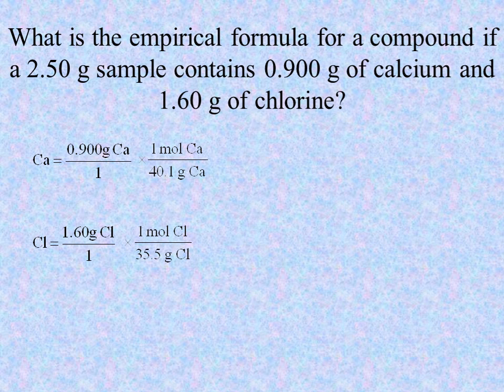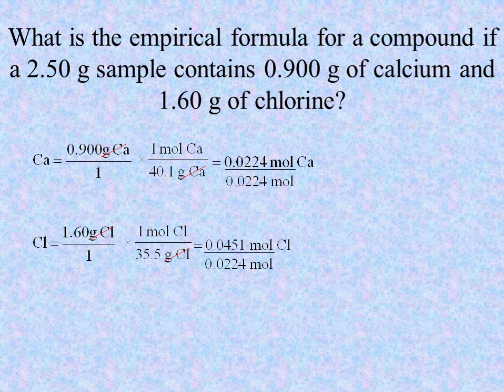Using the molar mass for each of these elements, to 3 sig figs taken from the periodic table, we see that the grams of each element will cancel out, leaving us with moles of each respective element. And solving for the moles, we see that we get 0.0224 moles of calcium and 0.0451 moles of chlorine. The next step is to compare the mole numbers and choose the smaller one. In this case, that would be the 0.0224. So we divide both mole values by 0.0224 moles.